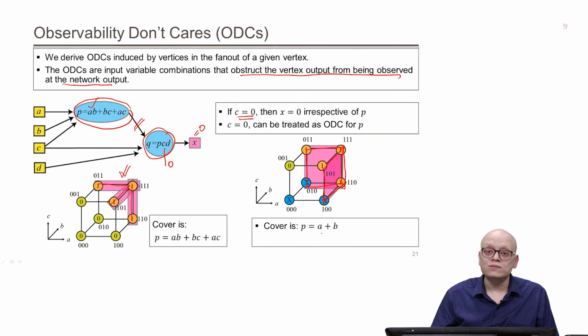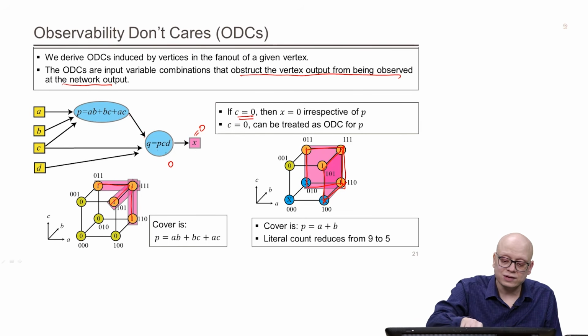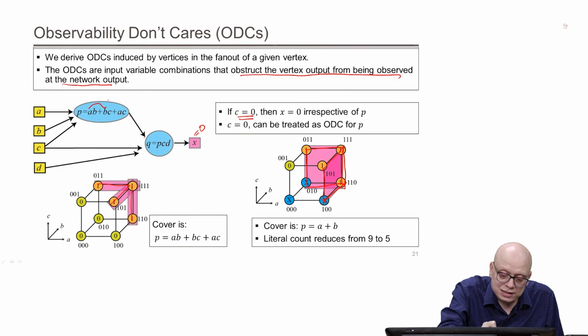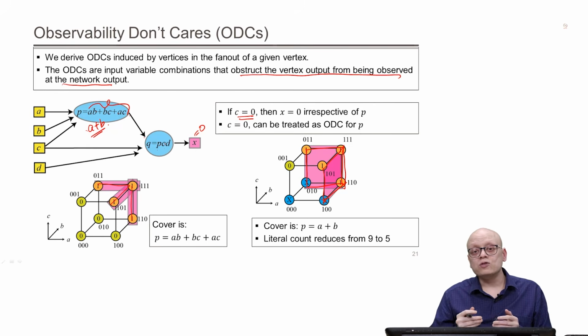Now, as a result of that, what improvement did we get? The improvement is in the number of literals. Earlier, how many literals were there? Earlier, we had 1, 2, 3, 4, 5, 6, 7, 8, 9. And now, after we replace this with A plus B, how many literals will we have? 1, 2, 3, 4, 5. So, the number of literals reduced from 9 to 5.